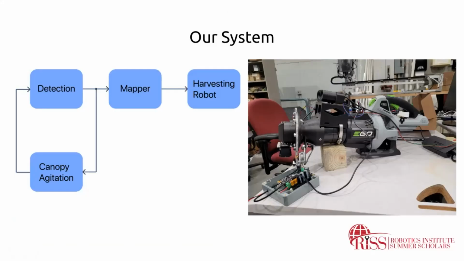Our pipeline also contains a canopy agitation system. All this means is when a frame contains detections of apples, if the model is unsure of whether an object is an apple or not, the canopy agitation system would use a leaf blower to send some compressed air at the apples it's unsure of. Hopefully, this will shake up the canopy and prevent leaves from covering the apples, which will in turn increase our detection ratings.